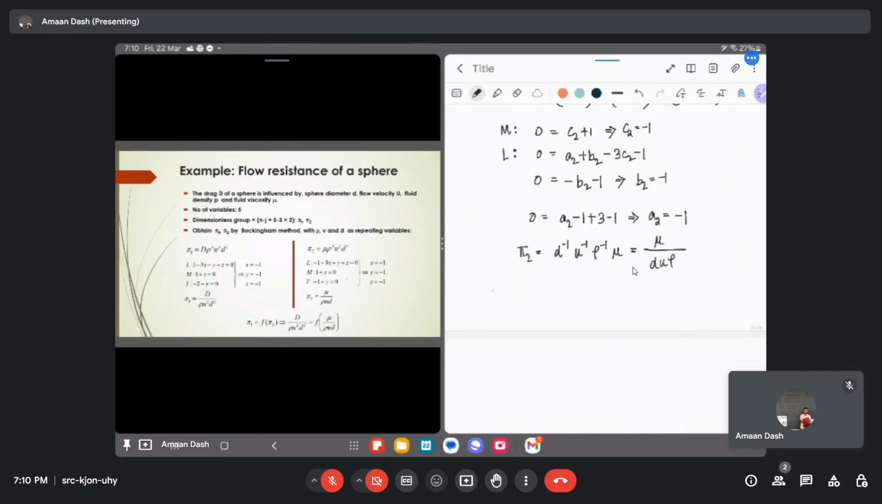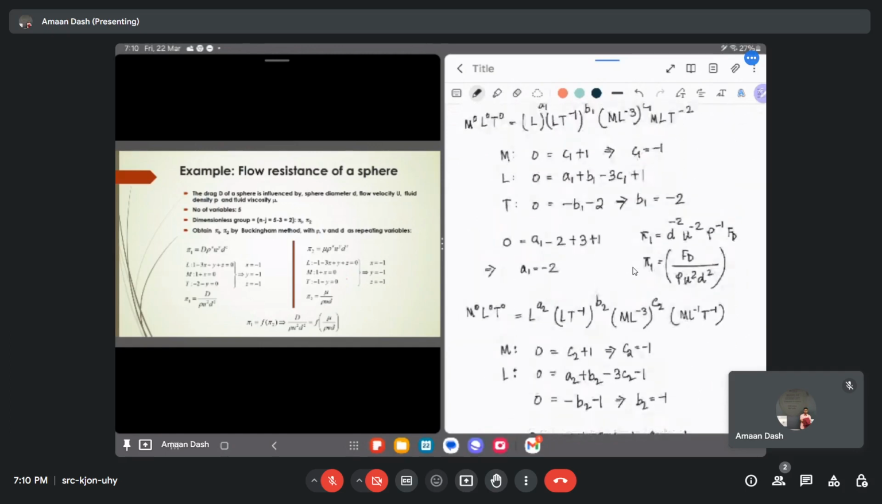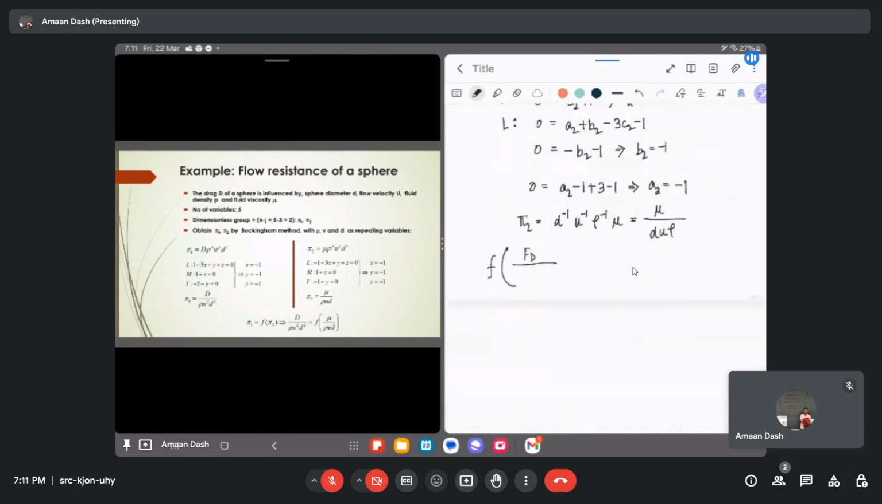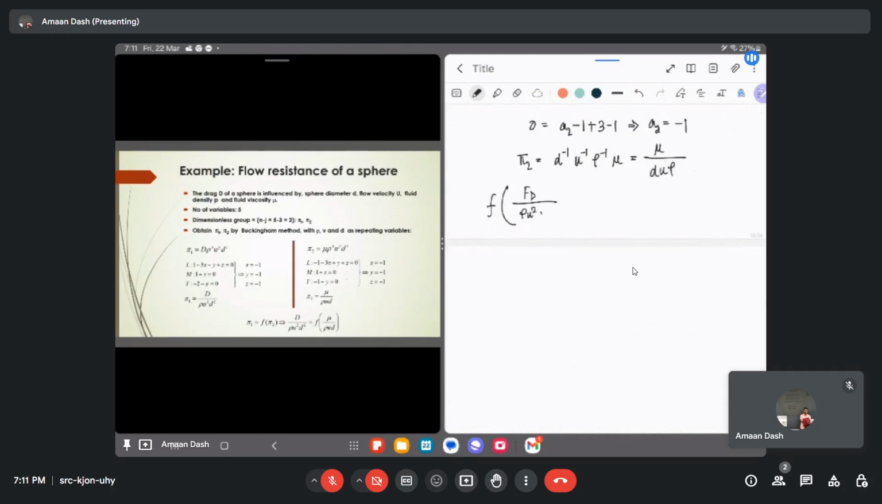So we can write the functional form of f, F_d by rho u square d square, and mu by d u rho is equal to 0. Or otherwise we can also write F_d by rho u square d square is equal to some function of mu by rho u d.